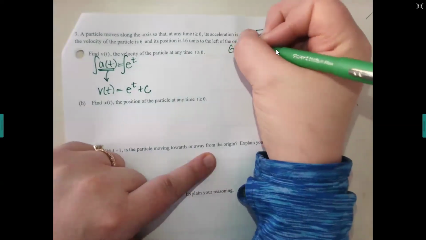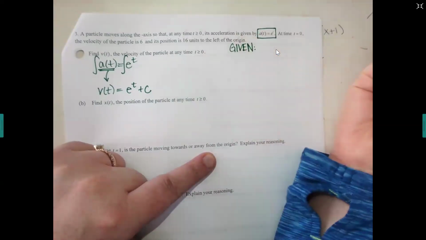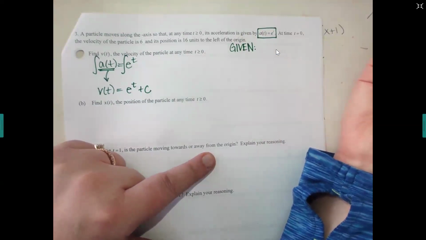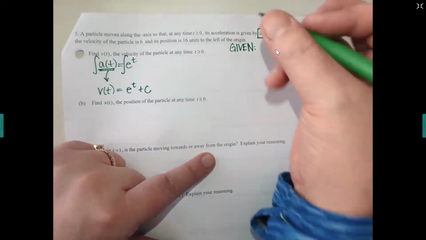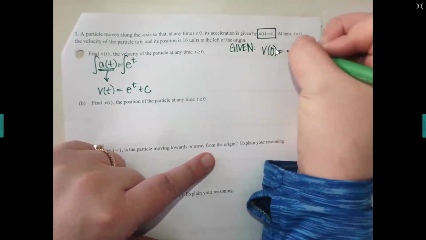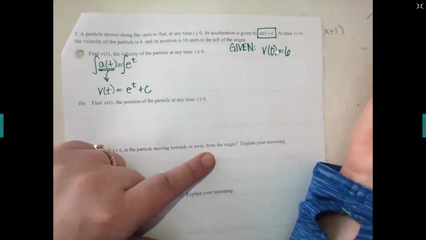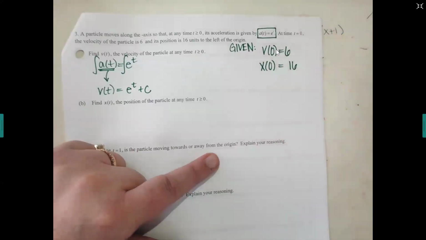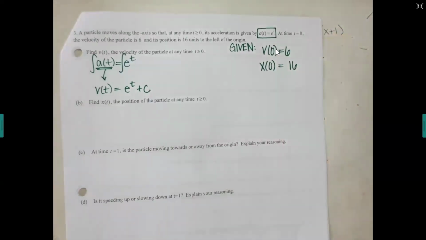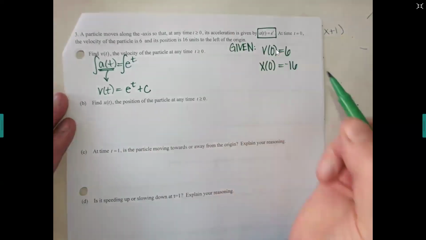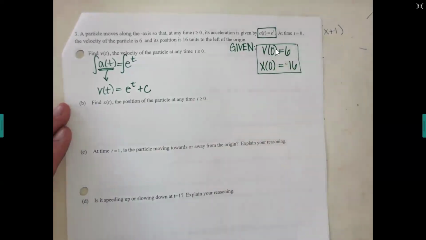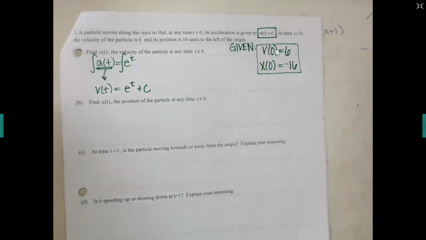So I'm going to put given here. And then I want you to read through that and write your statement of what you know. So it says at time t equals 0, the velocity of the particle is 6. So V of 0 is 6. And its position is 16. Is that correct? Yeah, negative 16 because it's 16 to the left. Okay. All right, then from there, we'll use our V of 0 equals 6 to find our C. I'll give you a second to do that. Make sure you're using V of 0 equals 6, not X of 0.